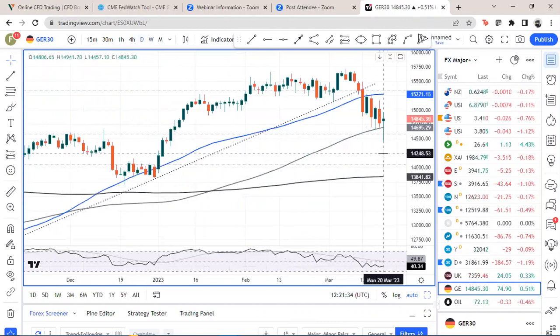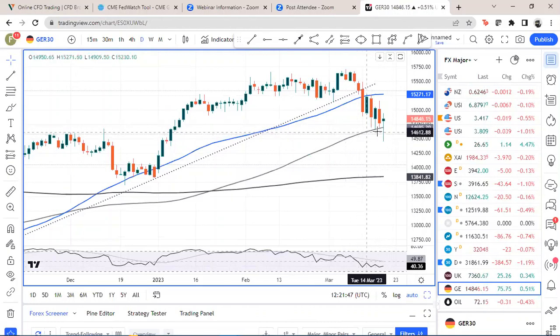You can see on the daily there, that fall below that dotted line, which is that fib level I talked about. You've also got the 100-day moving average there, that light grey line at 14,695, so potentially offering initial support, and it has supported prices last week.